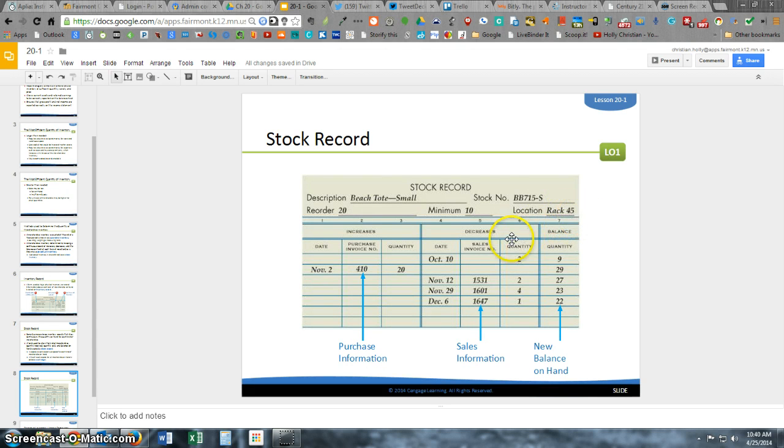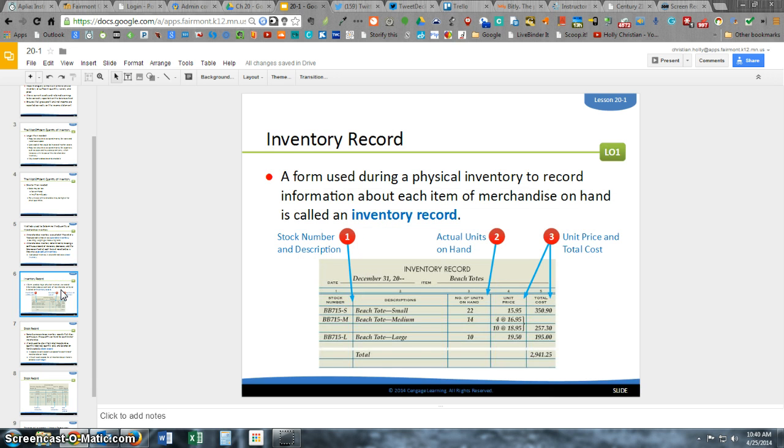Now on my stock record, increases and decreases every time something comes in and out. I need to record it on here so that I always have a balance. I always have my running balance. This is just a physical number, not an amount. So notice my new balance on hand of these small beach totes is 22. If I go back to my inventory record and I look at beach tote small, I have 22 right here.